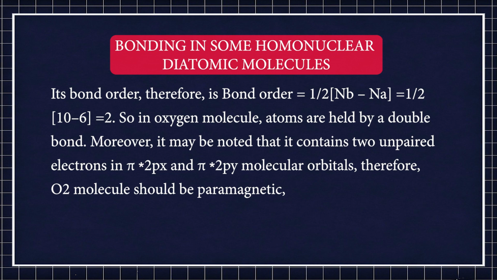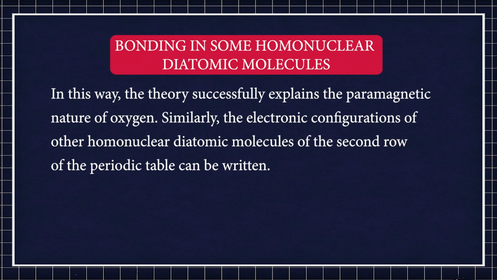Moreover, it may be noted that it contains 2 unpaired electrons in pi star 2px and pi star 2py molecular orbitals. Therefore, oxygen molecule should be paramagnetic. In this way, the theory successfully explains the paramagnetic nature of oxygen. Similarly, the electronic configuration of other homonuclear diatomic molecules of the second row of the periodic table can be written.